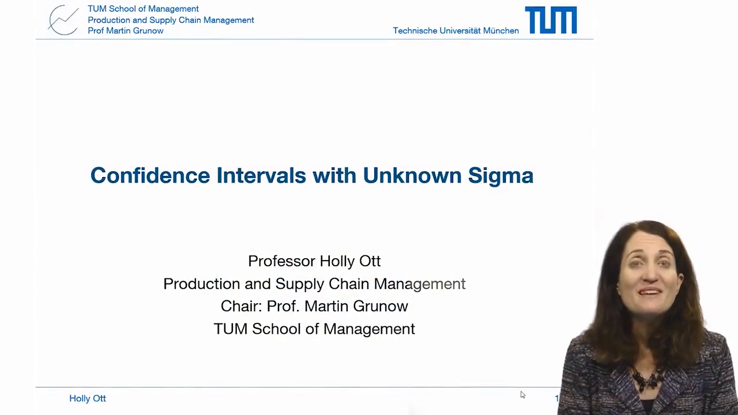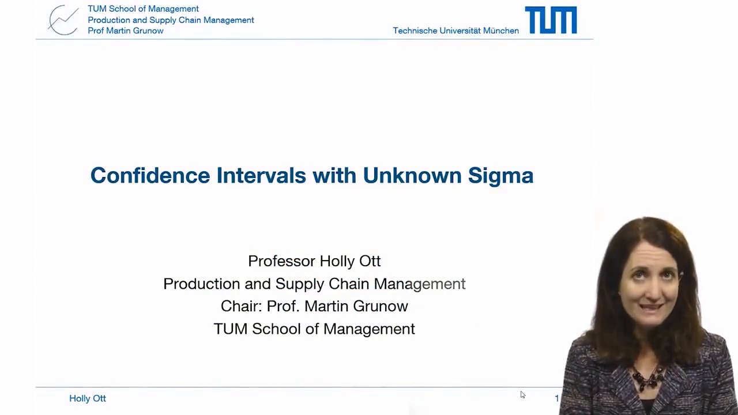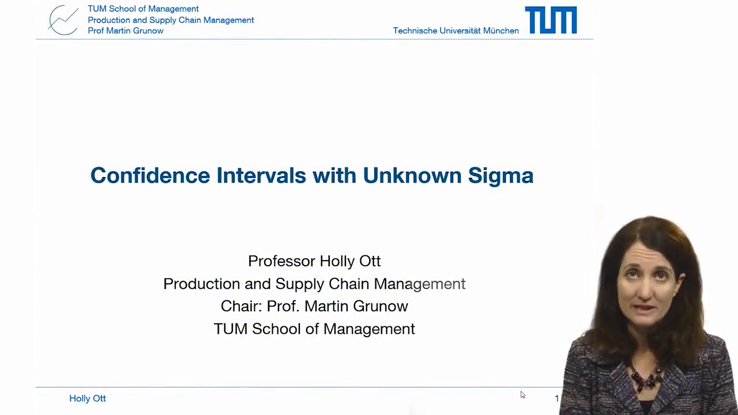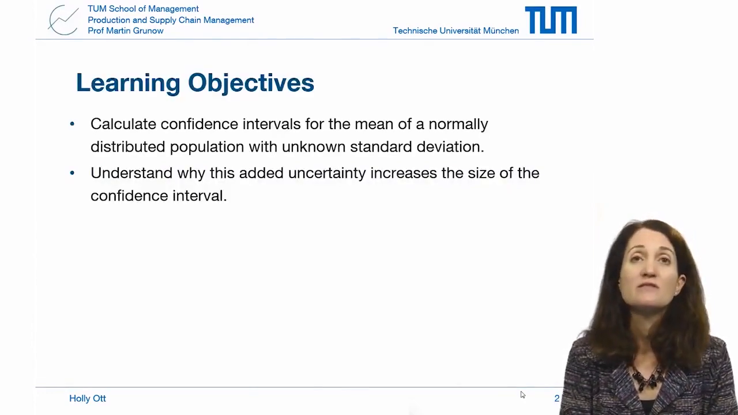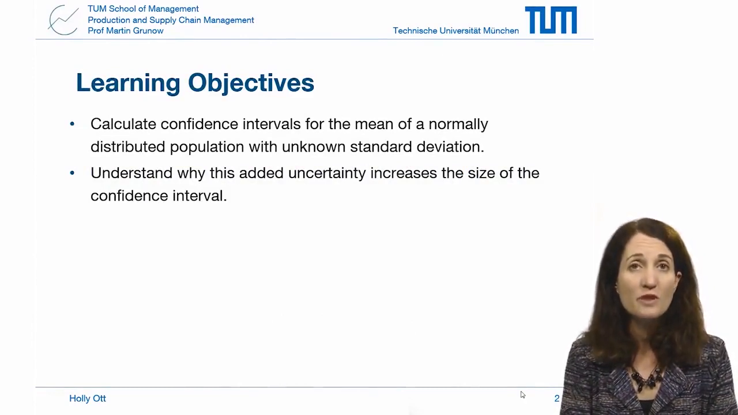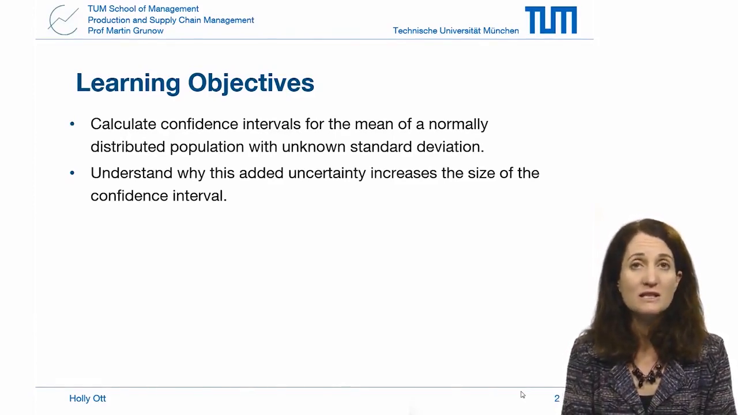Hello everyone. In this lecture we want to go through confidence intervals again, but this time with an unknown variability, with unknown sigma. The learning objectives are to calculate a confidence interval for the mean of a normally distributed population, but this time with unknown standard deviation, and to understand why this added uncertainty increases the size of the confidence interval.